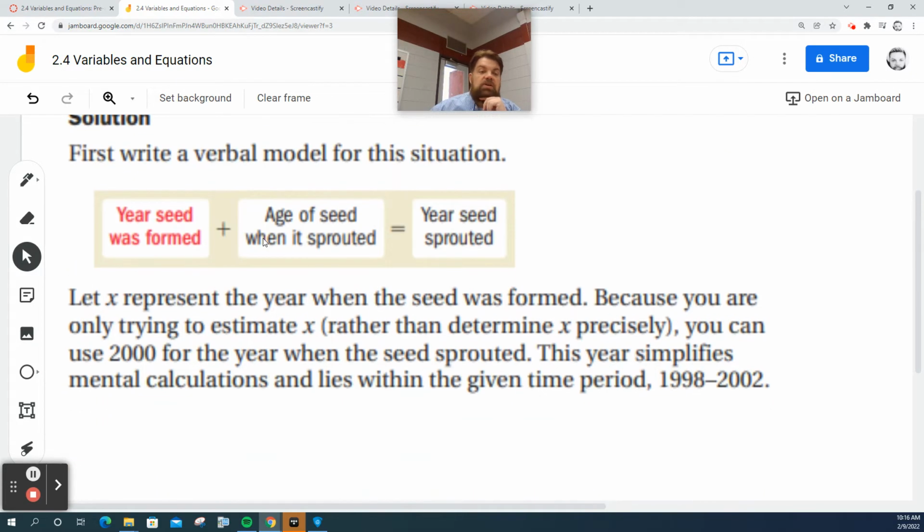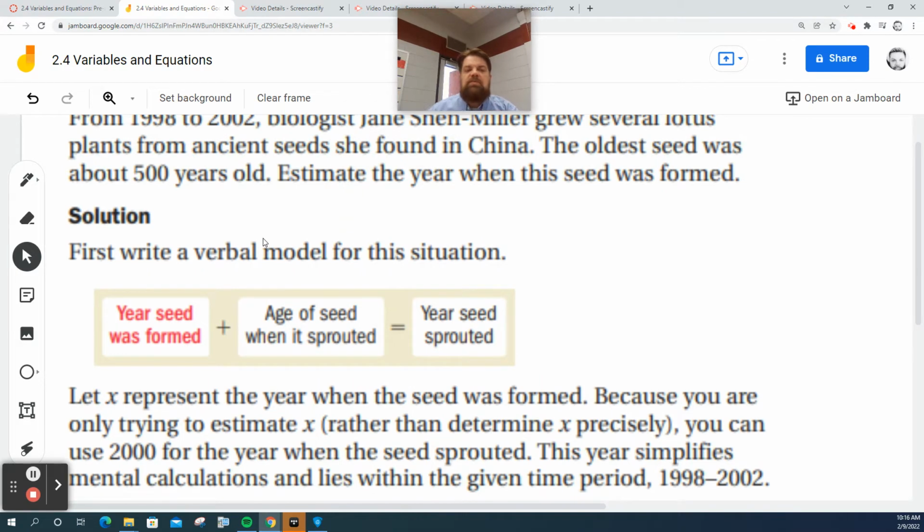And so, in order to do that, the textbook gives us a little bit of information. It says, write the verbal model for the situation. So, basically, they're saying the year that the seed was formed plus the age of the seed when it sprouted equals the year the seed sprouted.